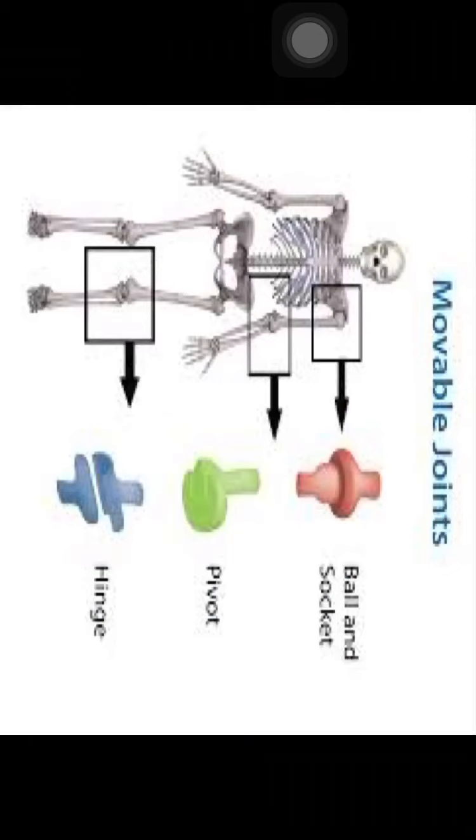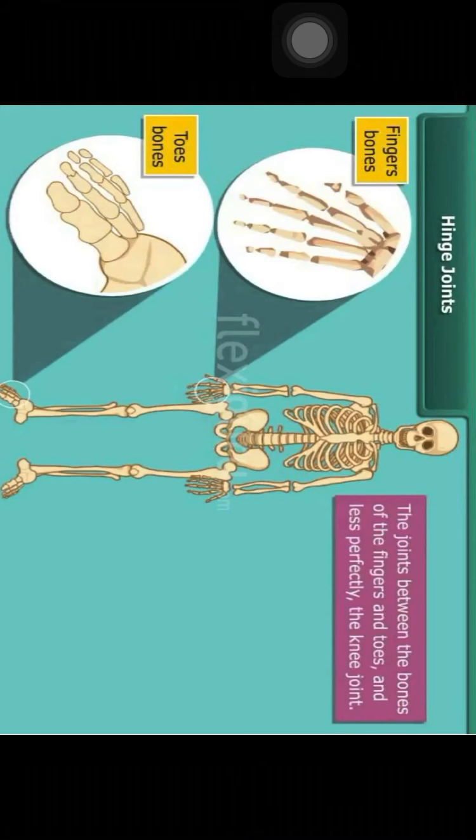Some examples of movable joints are the ball and socket joint that is present in the shoulder, the pivot joint that is present between the skull and the vertebra, and the hinge joints that are present in the knees and the elbows. They are the movable joints. So first we will study hinge joints.